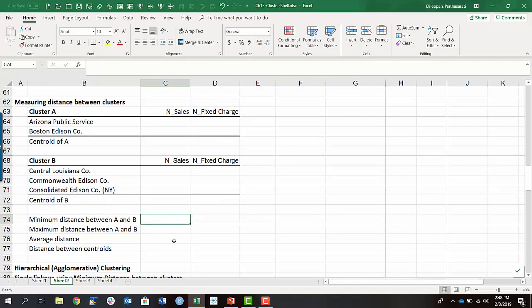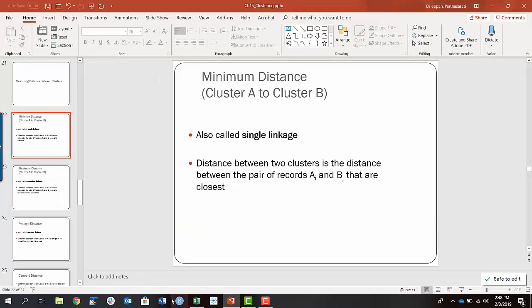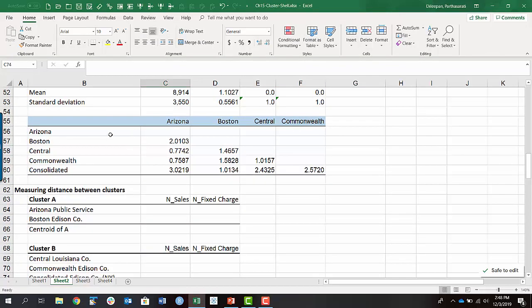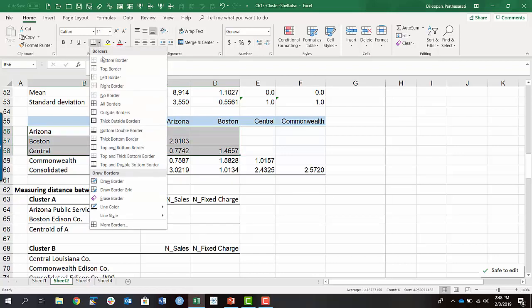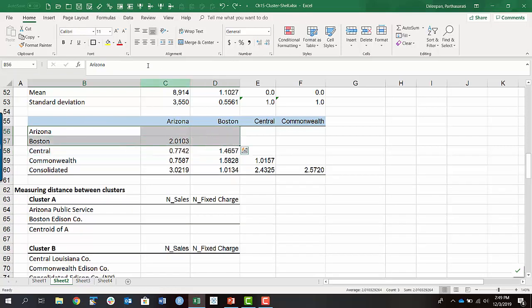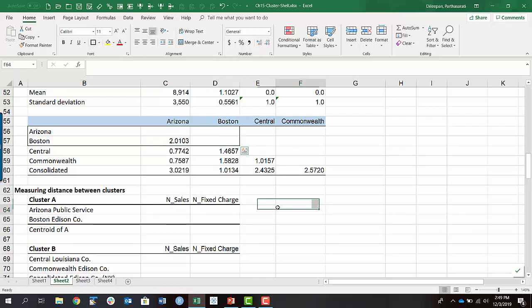So let's go down here, and this is your single linkage. So single linkage is what? Distance between two clusters is the distance of the closest pair. So here we have to look at, so that is one. So that is one pair.